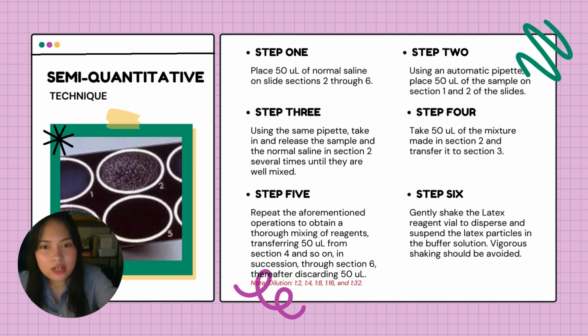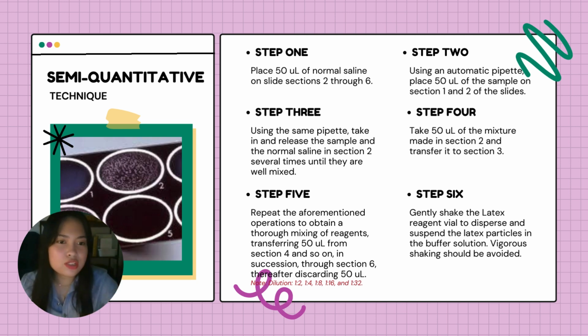Then you will be repeating the aforementioned operations to obtain a thorough mixing of reagents, transferring 50 µL from section 4 and so on in succession through section 6, and thereafter discarding 50 µL. So note the dilutions will be 1 is to 2, 1 is to 4, 1 is to 8, 1 is to 16, and 1 is to 32. Now, step 6, you will be following the steps that were done in the qualitative technique.